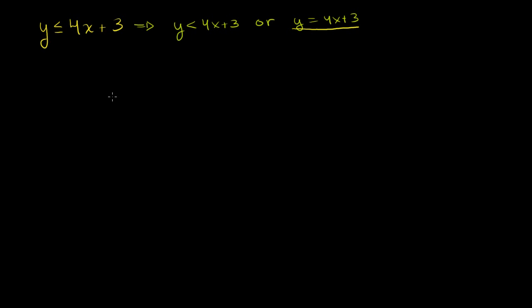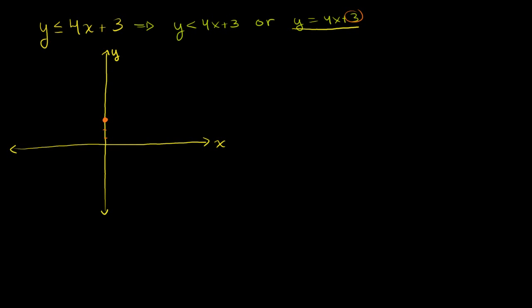So let's graph that. Let me try to draw it a little bit neater than that. So that is my vertical axis, my y-axis. This is my x-axis right there. And then we know the y-intercept. The y-intercept is 3. So the point 0, 3, 1, 2, 3 is on the line. And we know we have a slope of 4.